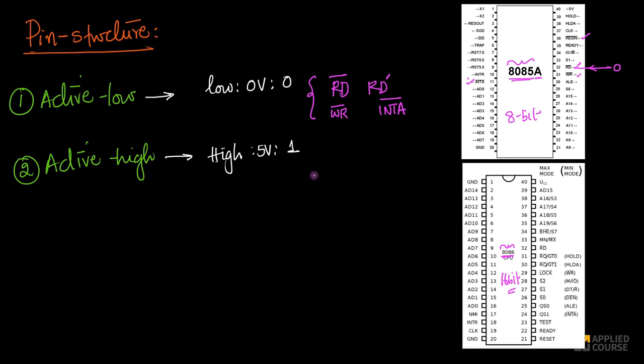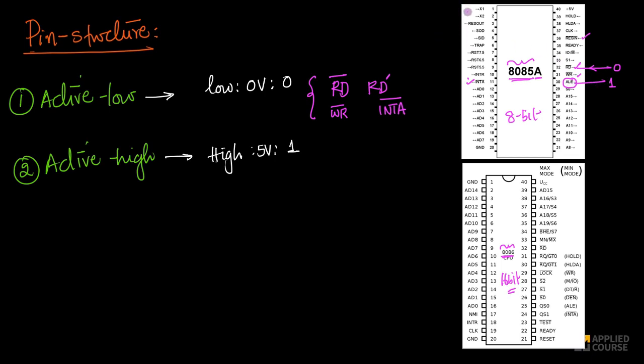By default, active high basically means the other pins. Look at any of these pins, right? Look at the ALE pin here. This is active high, which means when it is 1, this pin is active. We'll learn what ALE is in a little while, right?